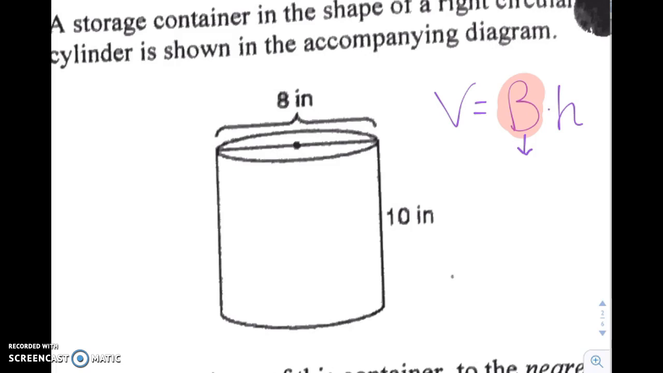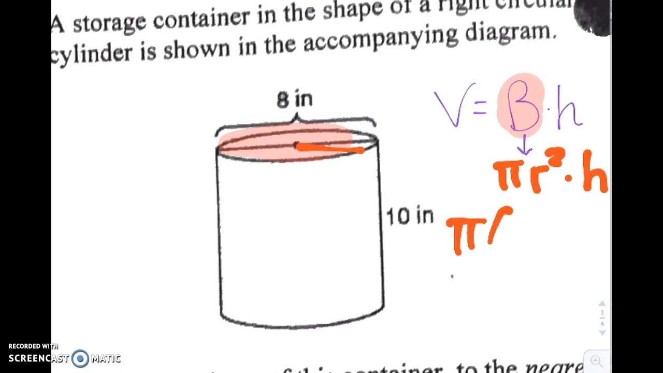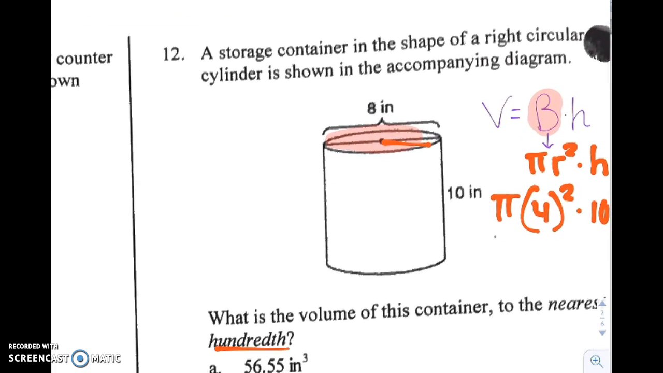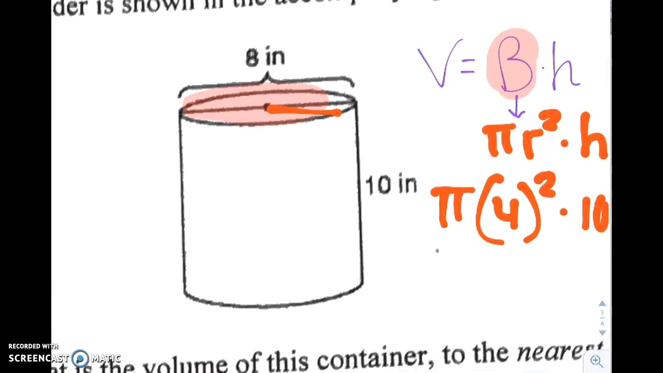I'm only going to set this one up, and then you use your calculator to figure it out. Volume of a prism is big B times h. In this case, big B is a circle, so we can change big B to pi r squared times h. It is not pointy, so we don't divide by 3. The radius is 4, so it's going to be pi times 4 squared times 10. It says to the nearest hundredth, so we are using pi in our calculation. You type all of this into your calculator and get the answer.